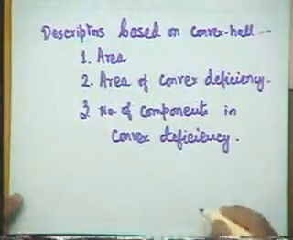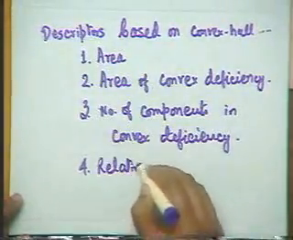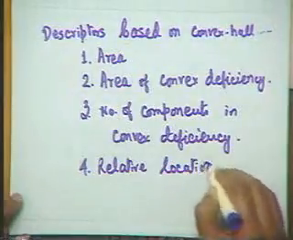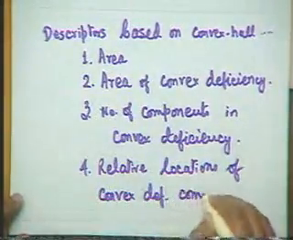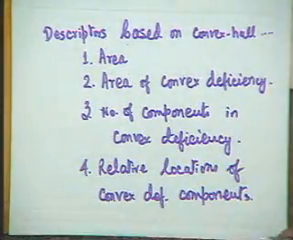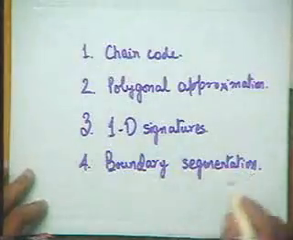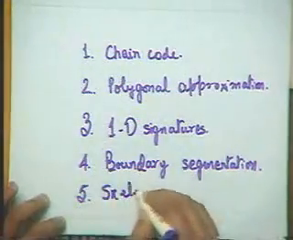Then one can also put descriptors based on relative locations of convex deficiency components. Now, this representation is sometimes chosen for representing the boundaries of objects in terms of their convex hull properties. Then yet another region representation, that is to say the fifth one in our list after the boundary segmentation, which we are going to cover, is based on the skeleton of a region.